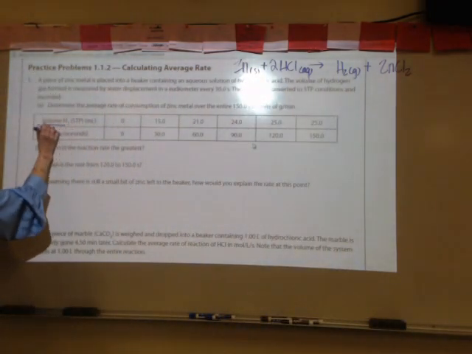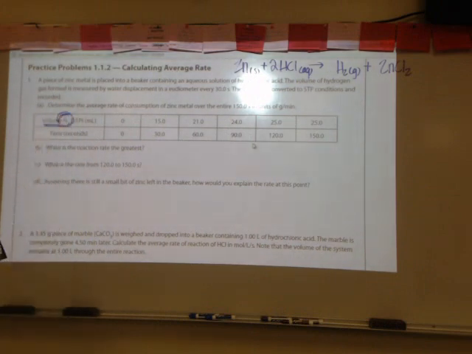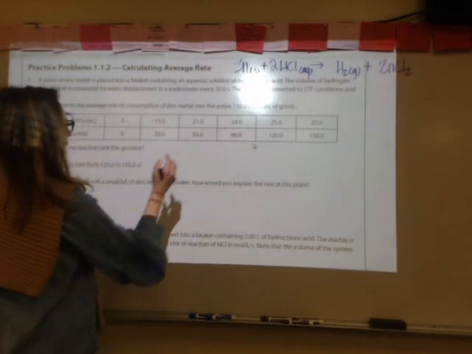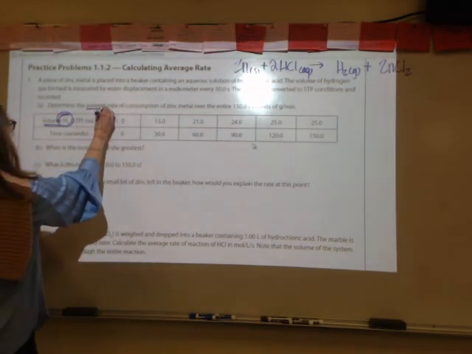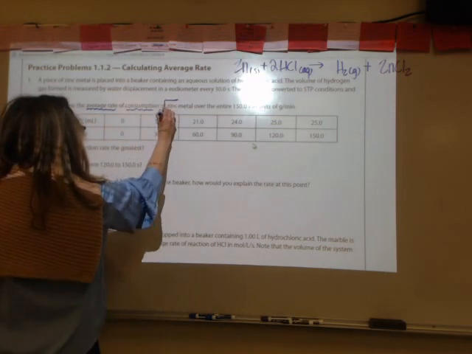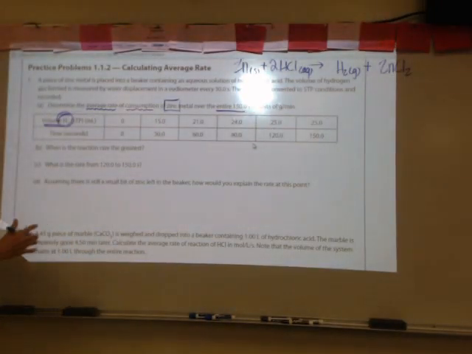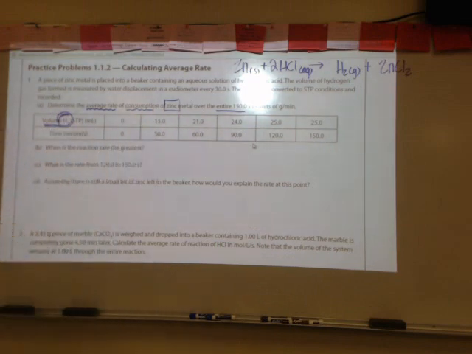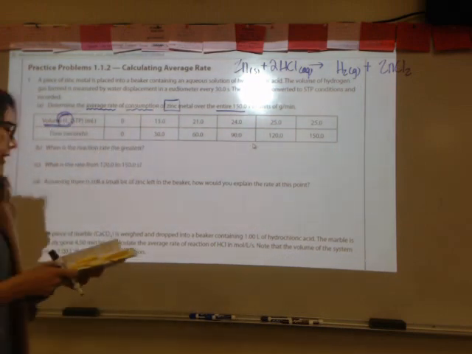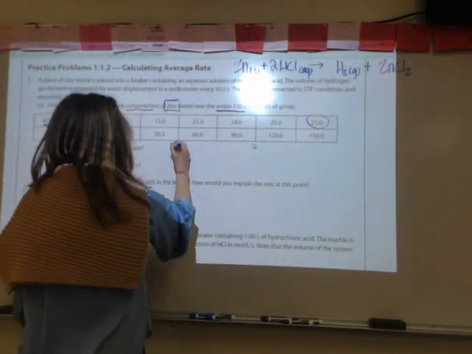So here they have the volume of hydrogen, and I'm emphasizing that this is hydrogen here by circling it. You may want to highlight that. They measure it every 30 seconds, so here are your time intervals. And the volume was at STP conditions and recorded. They want us to get the average rate of consumption of zinc over the entire 150 seconds in grams per minute. Well, this is the volume of hydrogen, but what they're asking us for is zinc. So what that means is you've got to take your 25 milliliters of hydrogen gas. I'm just going to put this here.